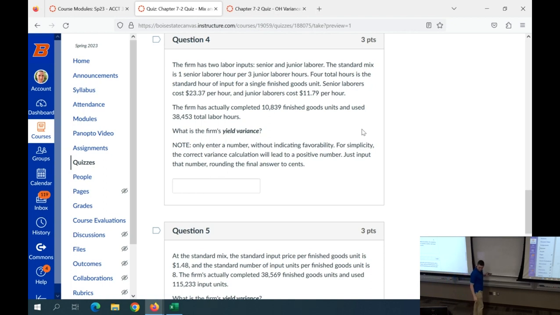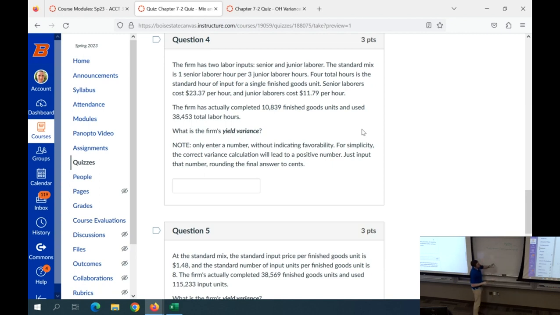So we're asking for yield variance at the end of the day, and that's actual yield minus standard yield, all times the standard price at standard mix.